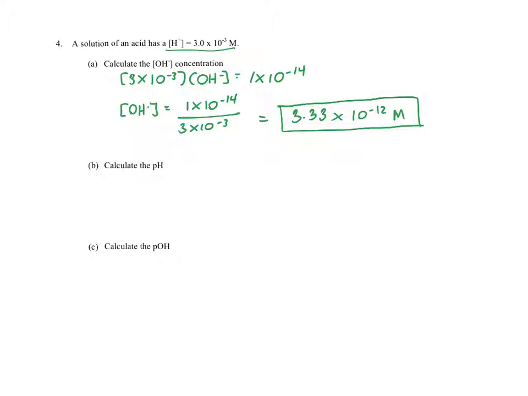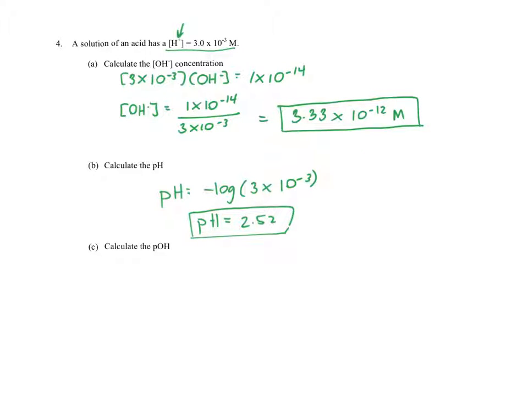Second thing it asks for is the pH. Well, remember on the top we're given the H plus concentration. So we're going to do the negative log of the H plus concentration, 3 times 10 to the negative 3rd. And we should get a pH of 2.52.